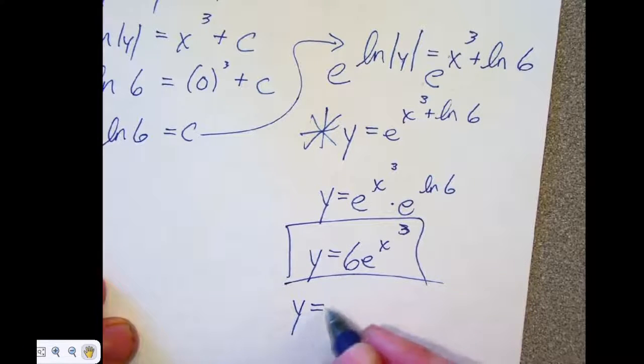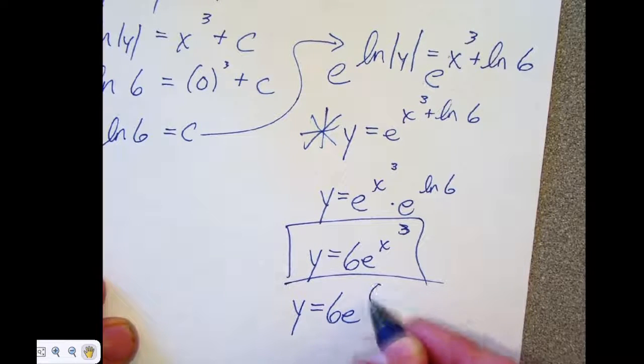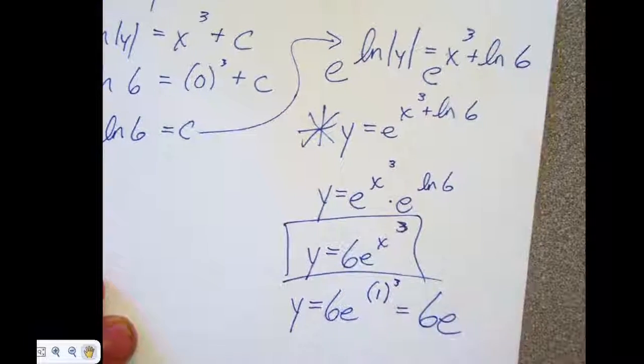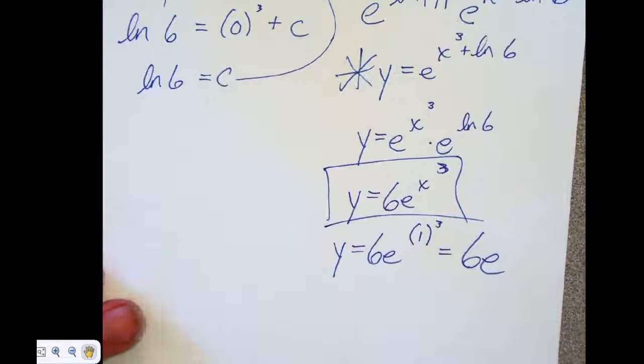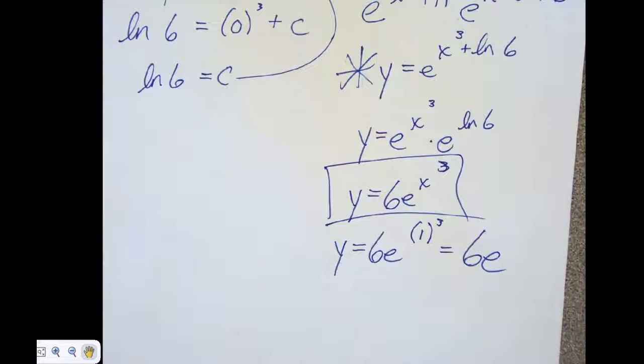Oh, I didn't even finish today. Yeah, so I'm supposed to plug in 1, right? So e to the 6 times e to the 1 to the 3rd. So that'd be 6e. That's not the part I'm worried about.